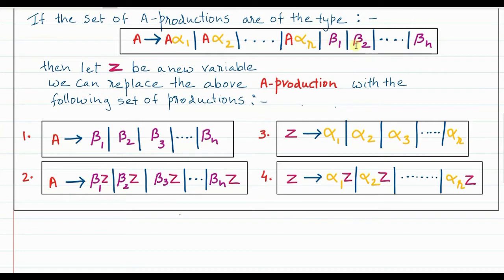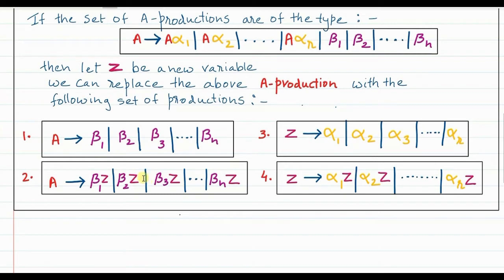This has taken care of betas, but alphas remain, no? So the Z production can be written to accumulate all alphas. So Z gives alpha 1, alpha 2, alpha 3 up to alpha r. So the A production will accumulate all the beta terms, and the Z production will accumulate all the alpha terms.